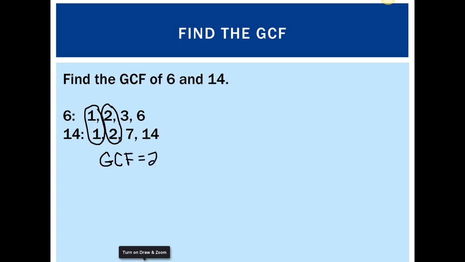We can also use the ladder method. In the ladder method, we set up the division problem, just like we did when we did prime factorization in class. Next, you put the two numbers inside the bracket. I need to find a prime number that goes into both of the numbers that are inside the bracket. Both 6 and 14 can be divided by 2. I write the 2 down on the outside, and then I do the division problem.